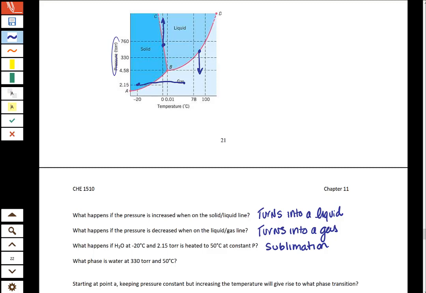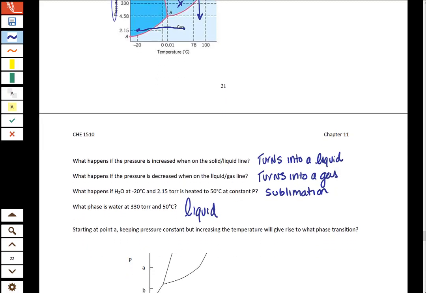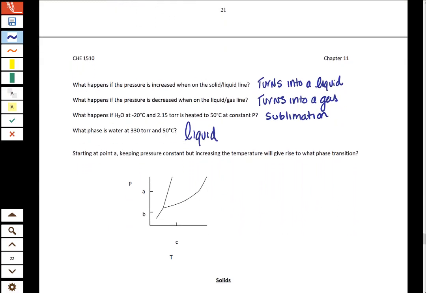All right, how about this one? What phase is water at 330 torr and 50 degrees Celsius? So let's find our 330, let's find our 50 degrees Celsius, and here it is in the liquid phase. All right, let's see if we got any more questions down here. Oh yes, I love this question.